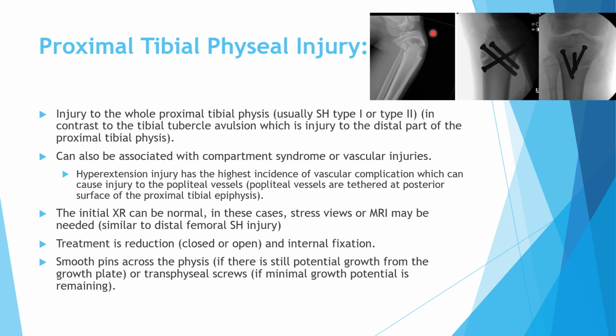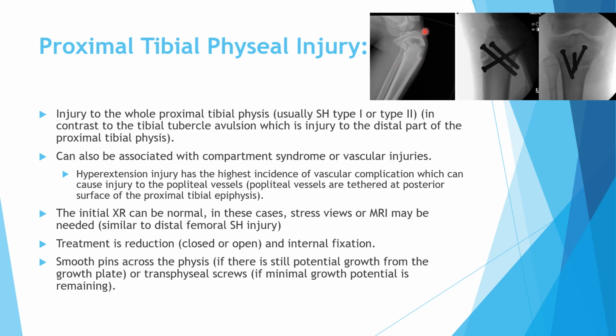The X-ray, as we said in the distal femur fracture, the primary X-ray may be normal. If you have a high suspicion, you can get an MRI or stress view, very similar to the distal femur physeal injury. The treatment is reduction. You can do closed reduction or open reduction.